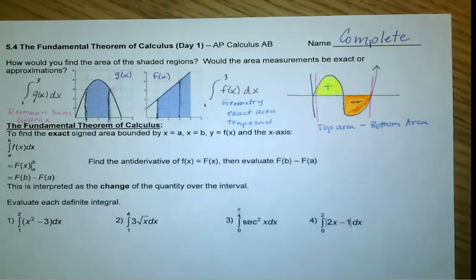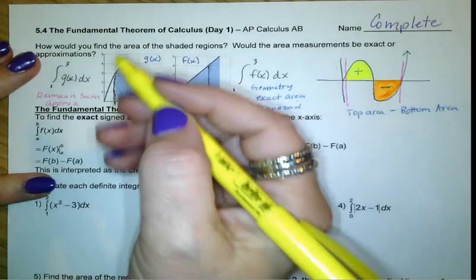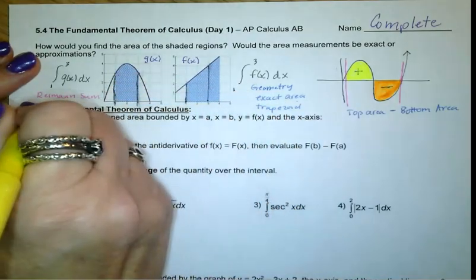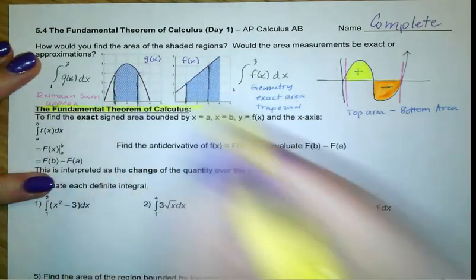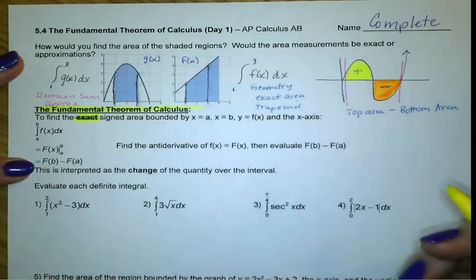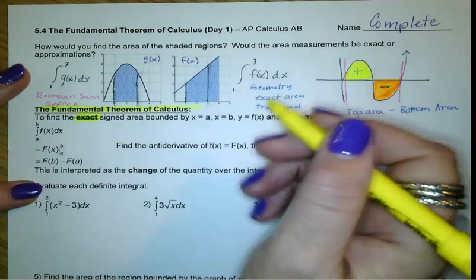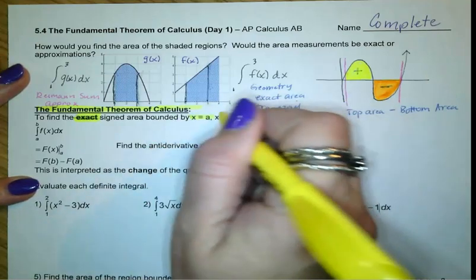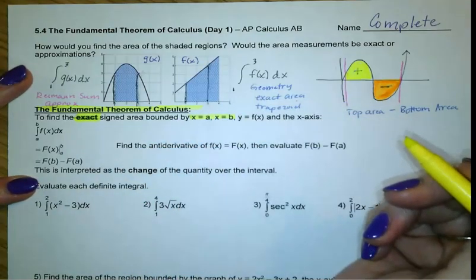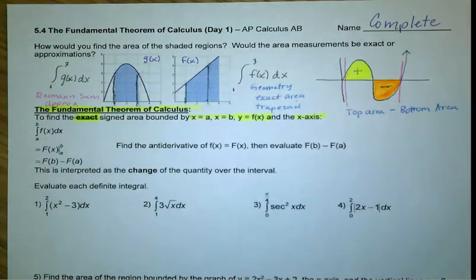And that's how we would find that total area. So the thing about what we're doing now with the fundamental theorem is we don't have to worry about that. The fundamental theorem will take care of whether it's above or below in the process. So we're going to use it to find an exact signed area, or place on the graph, that's bounded by the definite boundaries, the a and the b, the function, and the x-axis. So that's kind of what we talked about a moment ago, that we're also now going to be doing with the fundamental theorem.